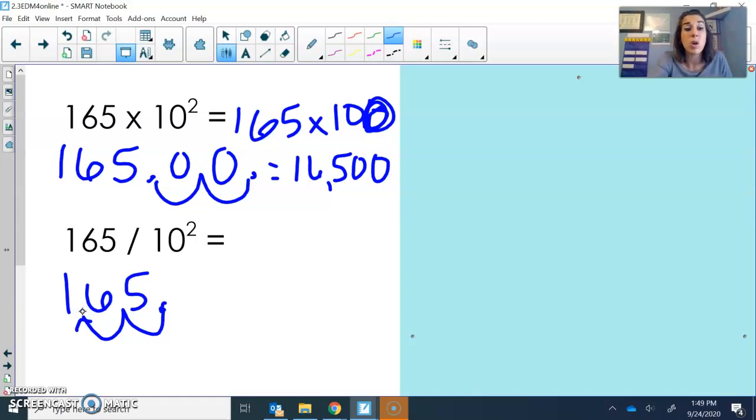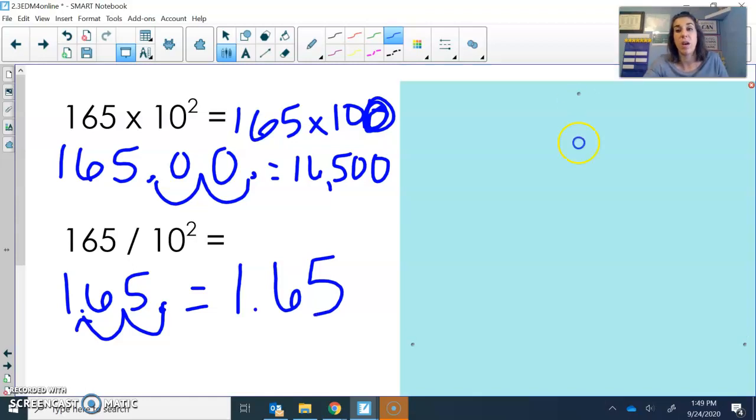Now, there is no place value holder that I need to add. I don't need to put a 0 anywhere. I just need to make sure that I put my decimal point in the correct spot in my answer. So 165 divided by 10 squared, or 165 divided by 100, is going to be 1 with a decimal point 65, 1 and 65/100ths.